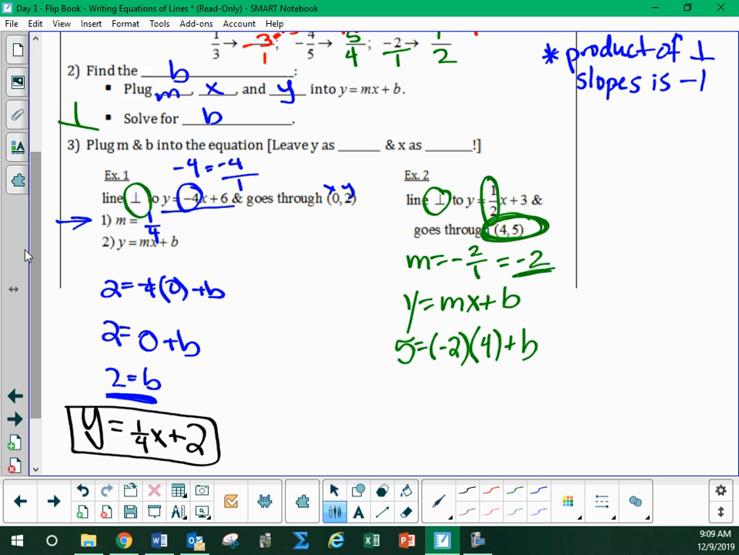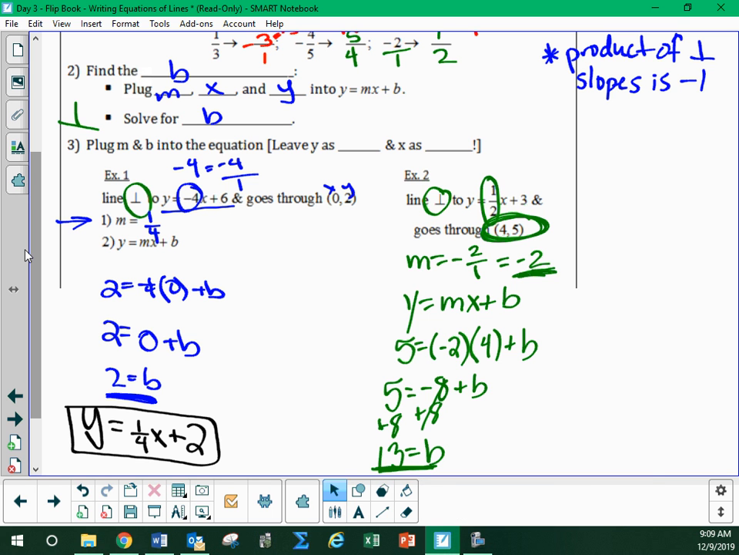All right, what do we get for b? Negative 8. Oh, yeah, I got it. So we get negative 8 plus b. I'm going to add my 8. Okay, we get 13 is b. So I have my b value, and I have my slope. Just put into your equation. Y equals my slope, negative 2x plus 13.